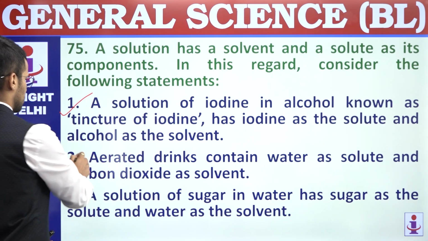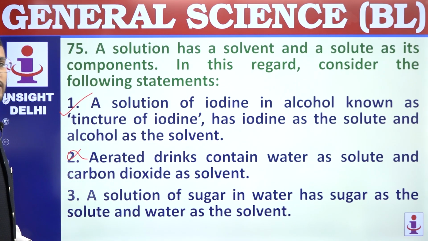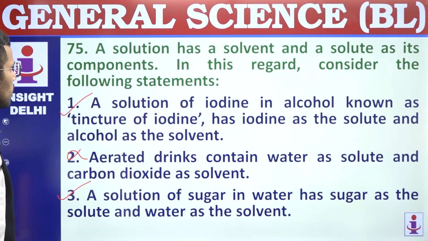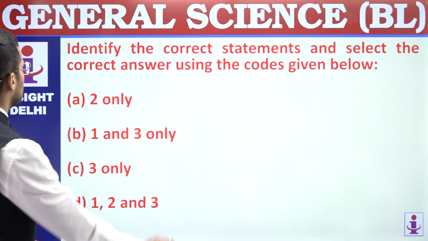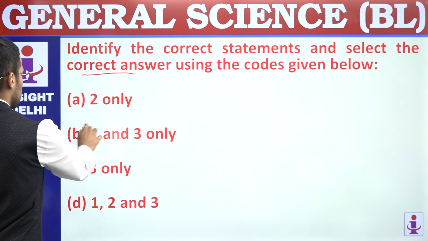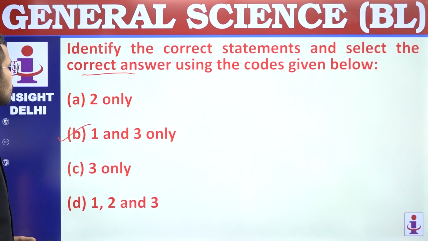It should be reverse. Water as solvent and carbon dioxide as solute, and that's why second statement is incorrect. Third, a solution of sugar in water has sugar as the solute and water as the solvent. Correct statement, right? So only first and third are correct. We are supposed to find out correct statements only, hence answer is B, 1 and 3 only. Question number 75, answer is B.